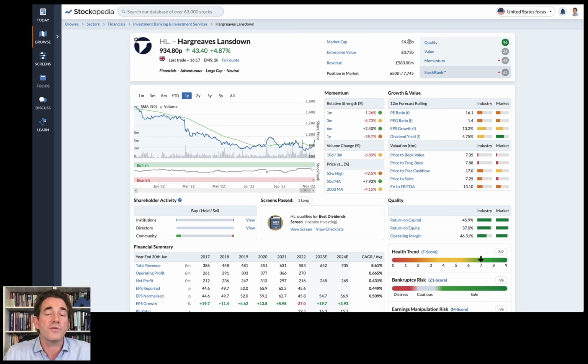The market cap. This is interesting. The market cap is 4 billion, but the enterprise value is just a bit less. And that shows you that it's got more cash than debt. So this has not got net debt, which I think is really telling.